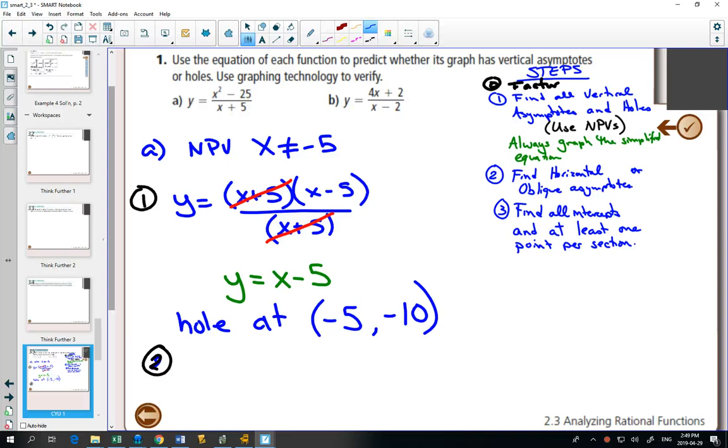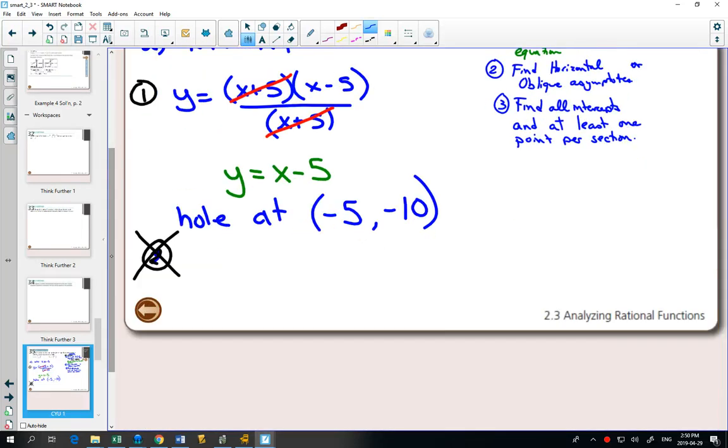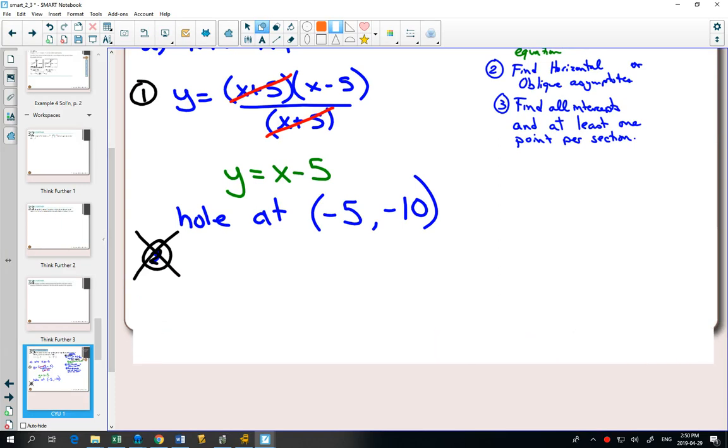Okay? And it's important that you notice that because if you went to step 2 of the original equation, your brain would tell you there's an oblique asymptote. There is no oblique asymptote in this one. We have to graph the simplified equation, which is a line. And so we don't even have to do step 2 because our new equation is y equals x minus 5. That's something you already know how to graph. And since you already know how to graph it, you can go right away to drawing its graph.